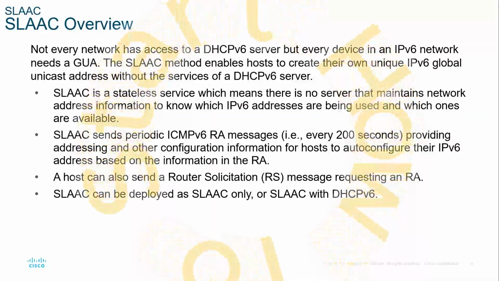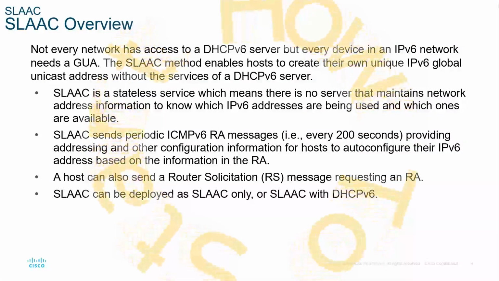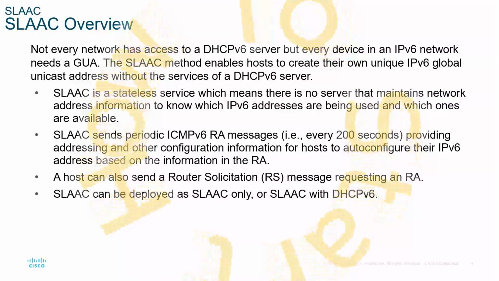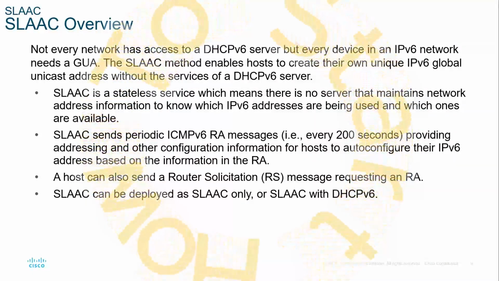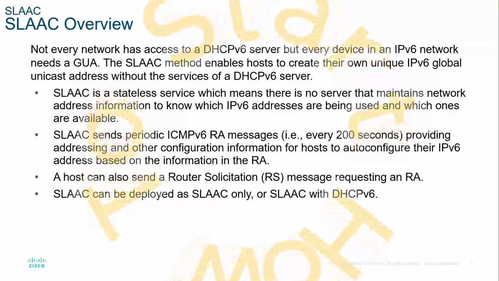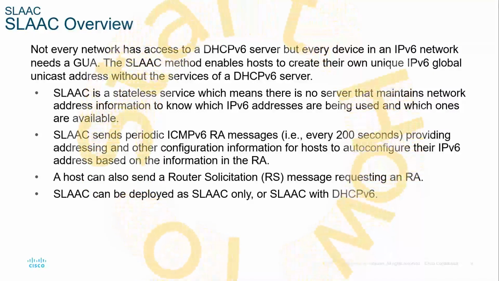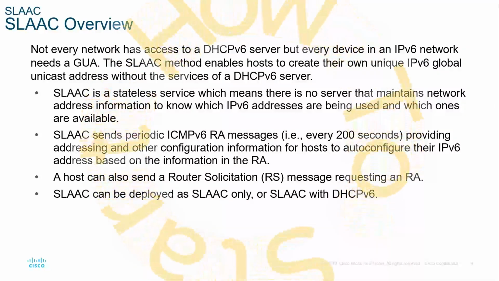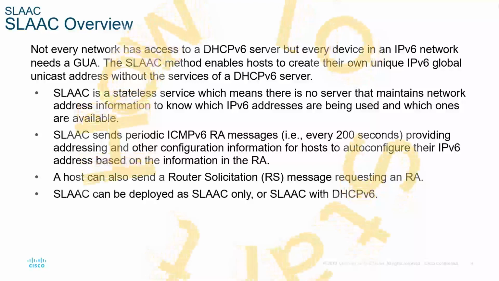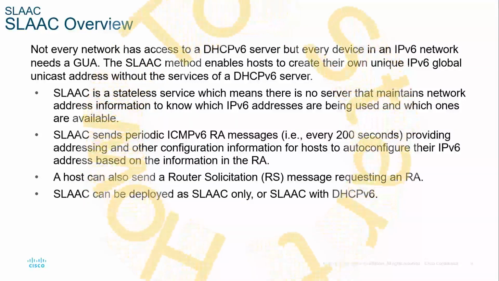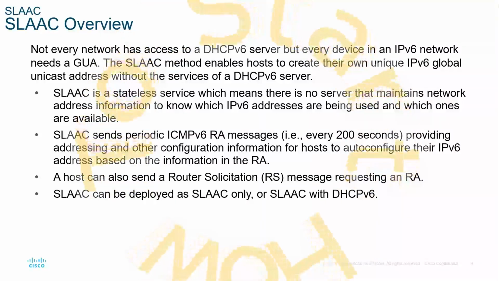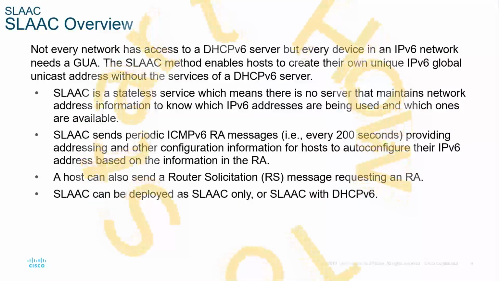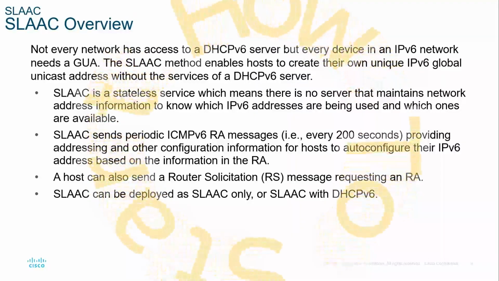This is by default every 200 seconds, providing addresses and other configuration to hosts so they can auto-configure their addresses based off of that router advertisement. Hosts can also send router solicitation (RS) messages requesting RAs. SLAAC can be deployed with SLAAC only, or in conjunction with DHCP. With SLAAC with DHCP, SLAAC still does a lot of it, but additional information can be pulled from that DHCP server. The server in this regard is not maintaining address information.